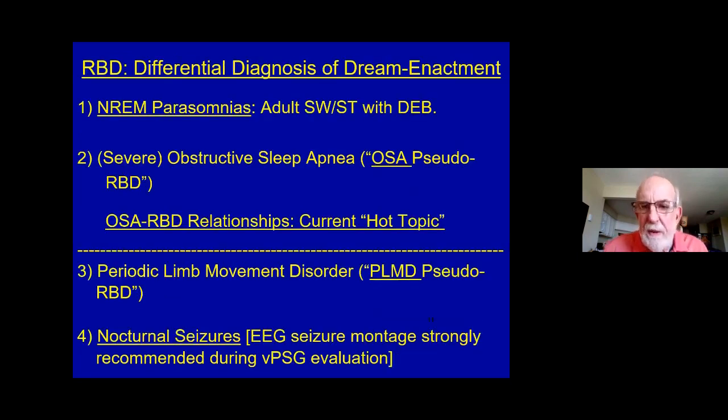So what is the differential diagnosis of dream enactment besides RBD? First of all, non-REM sleep parasomnias in adults can present with dream enactment, involving sleepwalking and sleep terrors. And a new frontier involves the obstructive sleep apnea pseudo-RBD, where patients have classic obstructive sleep apnea but present with violent dream enacting behaviors. And as I noted here, the obstructive sleep apnea RBD relationship is currently a very hot topic. There's a growing literature on the relationships between OSA, pseudo-RBD, and RBD in the same patient sometimes.